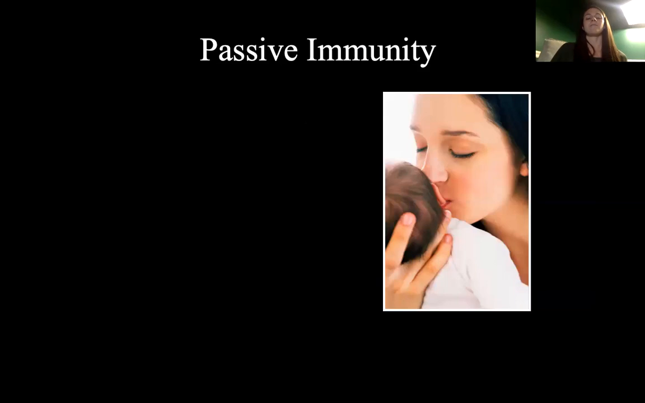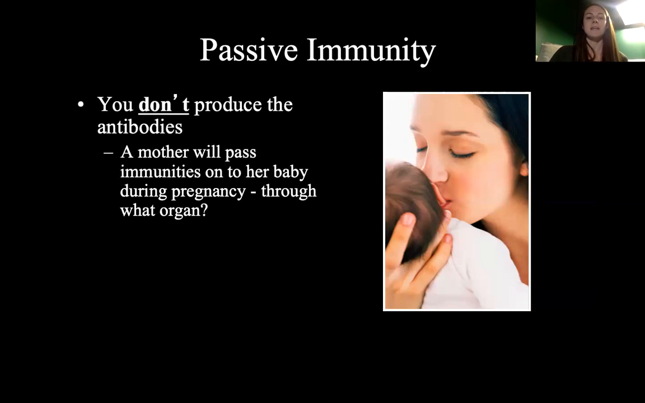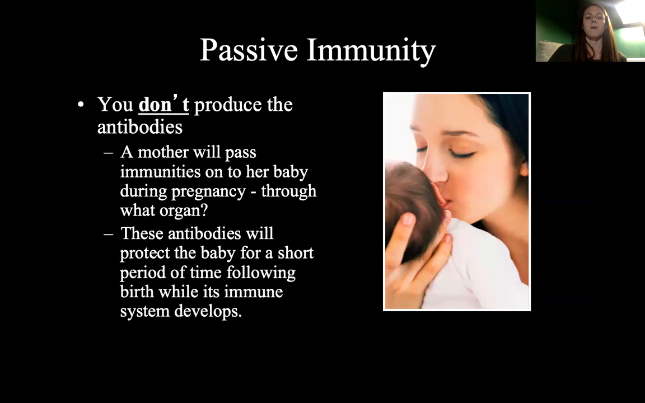So those are all active immunity, when your body actually produces the antibody. Passive immunity is when you don't produce the antibodies, but you receive the antibodies. Typically, passive immunity happens with newborn babies who are nursing. The mother will actually pass on the immunities that she's making inside her body to her baby during pregnancy through the placenta, or after birth through breast milk.